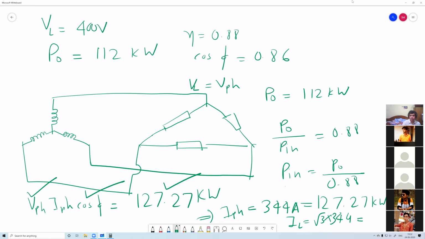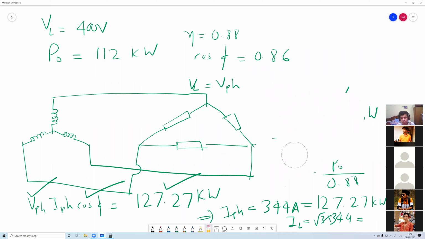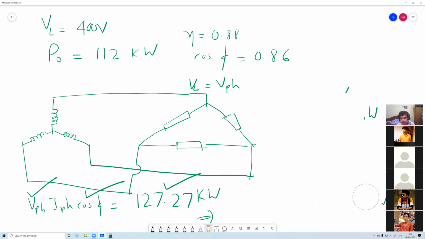Oh, sorry, one thing I missed. This is the total power. So power in each phase would be one-third of that. Let me do it again. The power here is the total three-phase power, not the single phase power. That's the mistake I made.